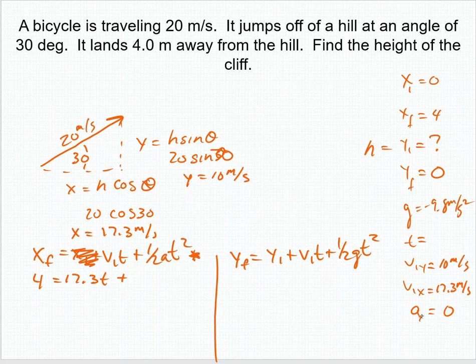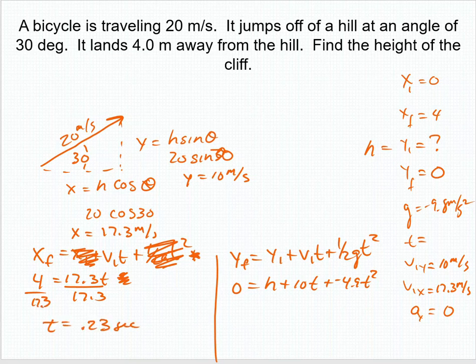Well, there is no acceleration. Acceleration in the x direction, we said, was 0. So that right there is going to go away, so I don't have a plus there anymore. Notice I've got one variable here. I can solve for t here. Over here, yf is 0. Yi is my height, plus vi t. Vi in the y direction was 10 t plus negative 4.9 t squared, because half of gravity, or half of negative 9.8, is negative 4.9. Notice over here I've got two variables, h and t, so I can't find both h and t at the same time. So I'm going to go over here to find t, divide both sides by 17.3. We find t to be 0.23 seconds.